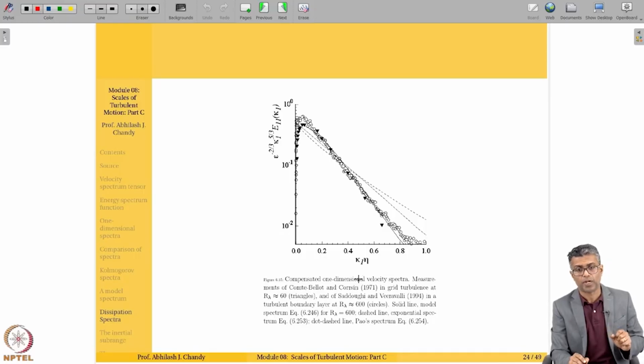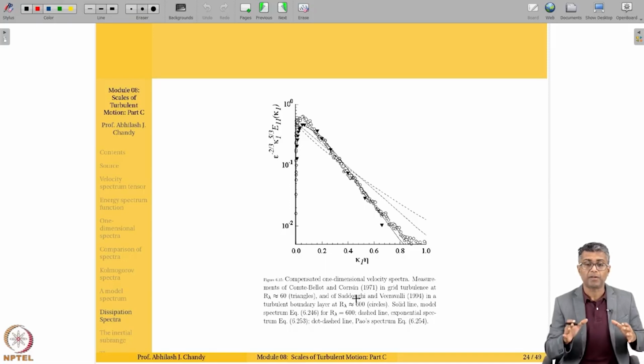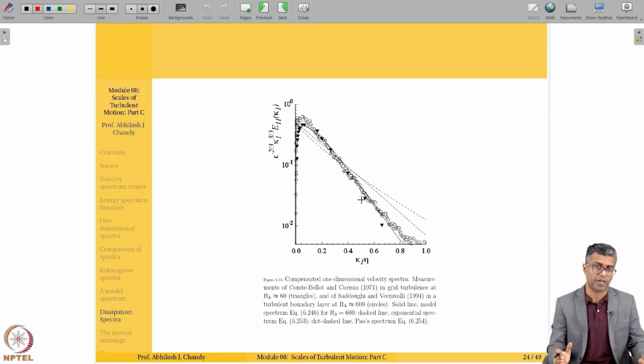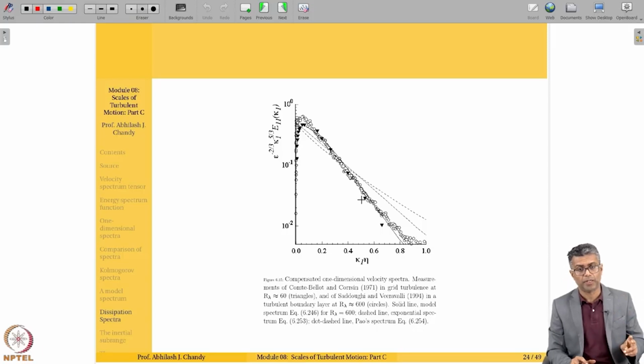There are a few data sets shown here. One is the measurements of Comte-Bellot and Corrsin from 1971 for grid turbulence at R lambda equal to 60. So relatively low Reynolds number, still turbulent, but relatively low. Those are the triangles that you see in the figure. And then the data from the turbulent boundary layer experiments of Saddoughi for a turbulent boundary layer at R lambda approximately equal to 600. So that is pretty high. Both of those cases are still turbulent, except one is at a relatively lower Reynolds number.